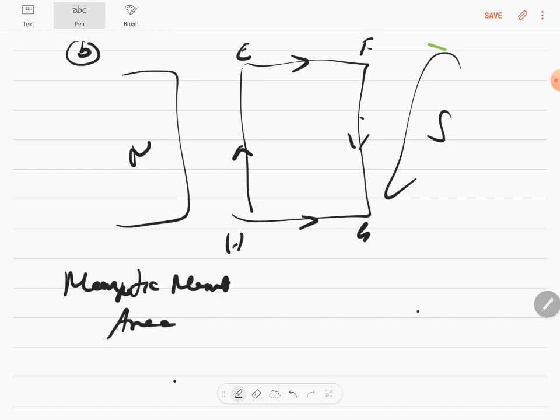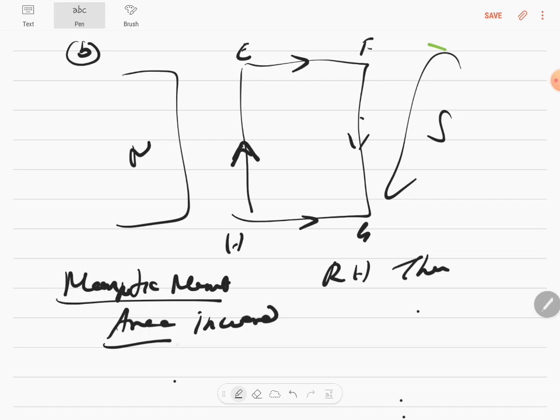So therefore, it may be inward or outward, but here it's clockwise. Curl your four fingers in the direction of the current, using the right hand thumb rule again. The thumb will go inward, which shows that the area vector is inward. So clockwise means area vector is inward or moment is inward. Anti-clockwise means area vector is outward or moment is outward.